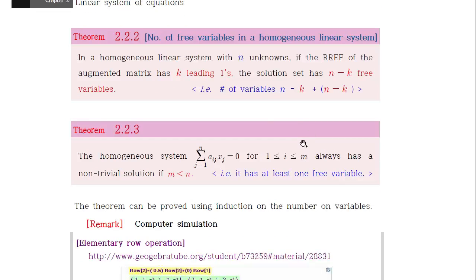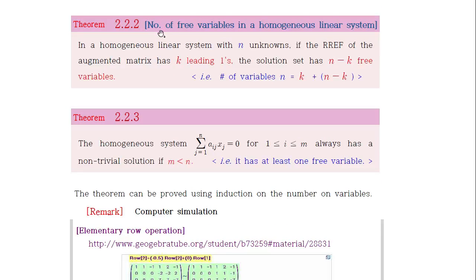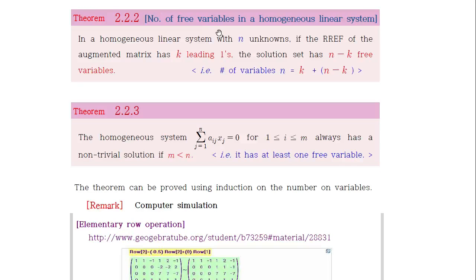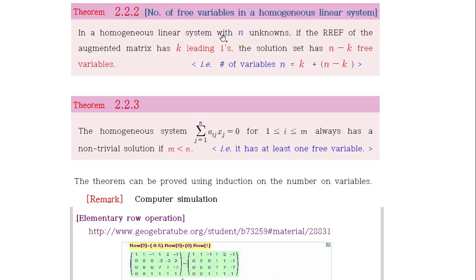자, next. Theorem 2.2.2 Number of free variables in a homogeneous linear system. In a homogeneous linear system with n unknowns, if the RREF of the augmented matrix has k leading ones, then the solution set has n-k free variables.